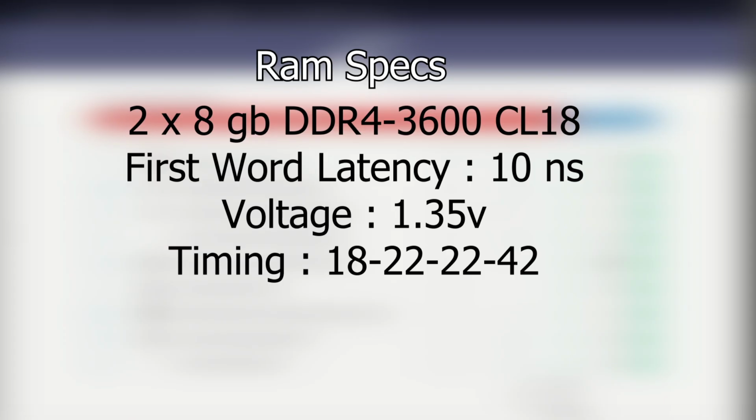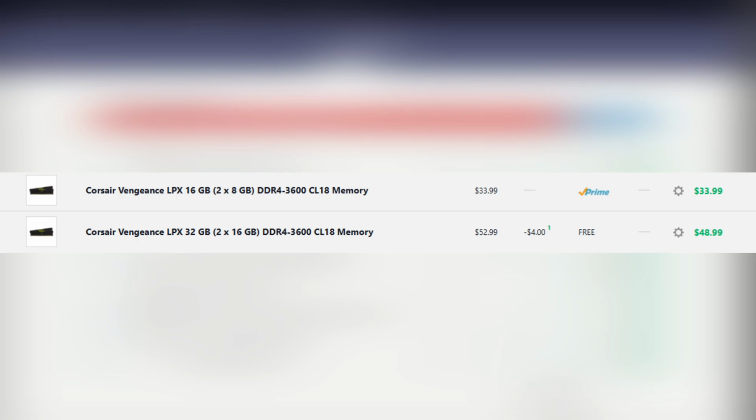For our RAM, we went with a 32 gig kit of DDR4 3600 CL18 from Corsair. For the price of a 16 gig kit versus a 32 gig kit, we could probably drop this down a little bit and see what other system components we can upgrade, but it only adds $15, so I don't really think we can add anything else.